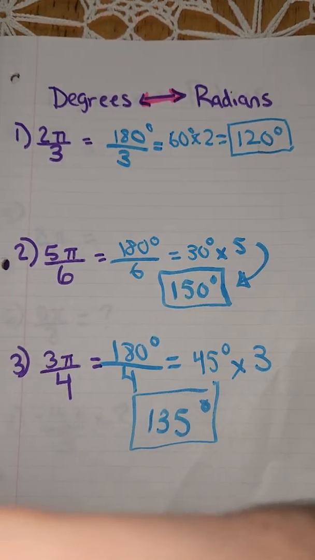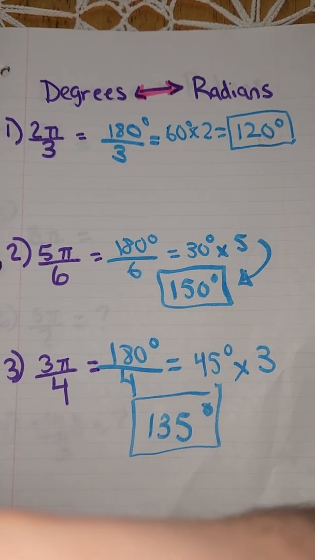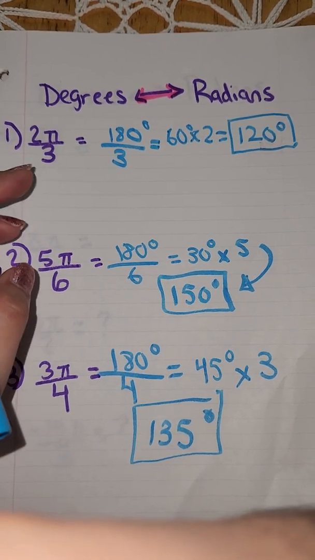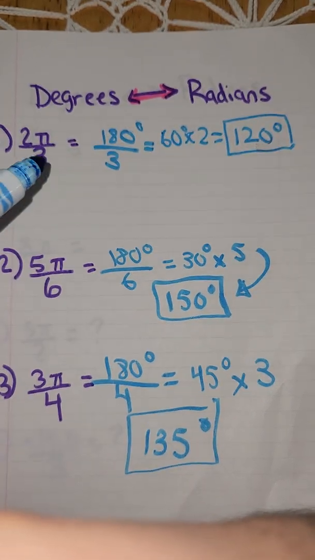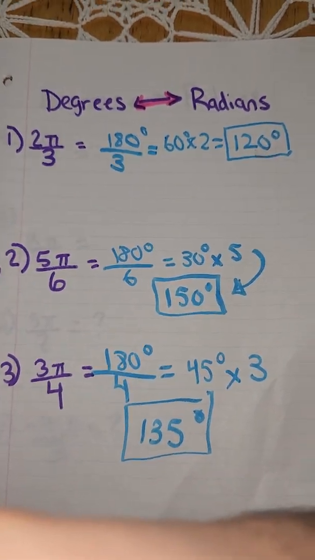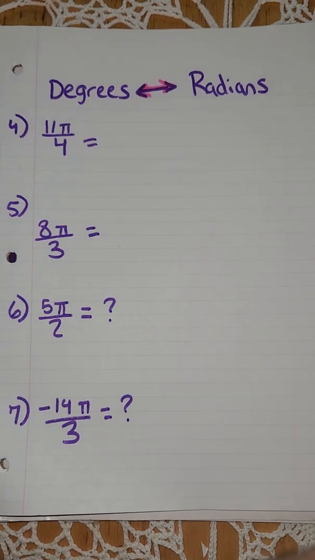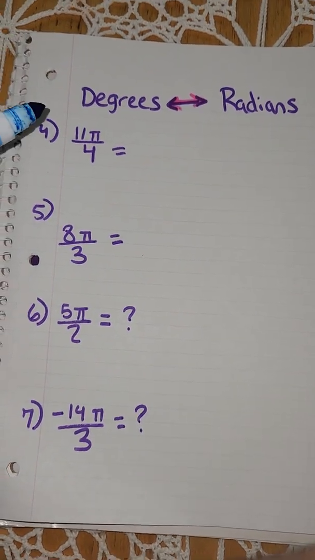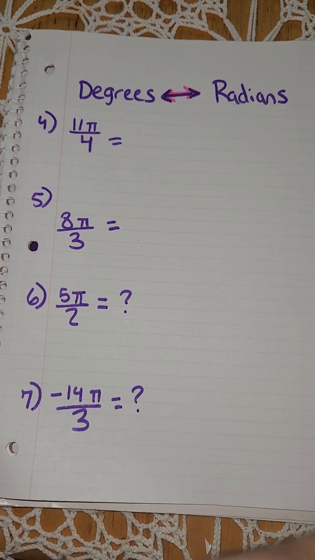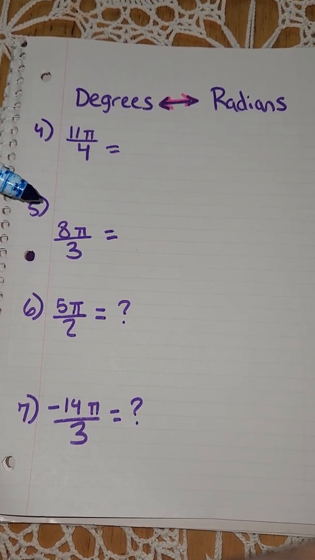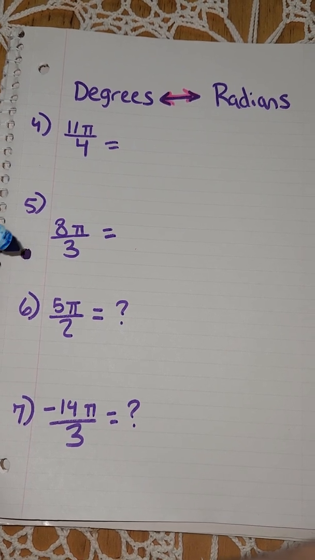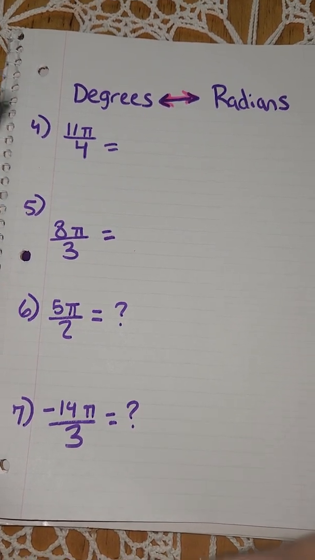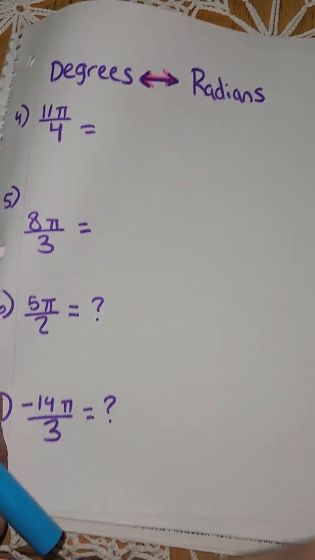Of course, you can look at the unit circle for the answers, but I'm teaching you guys how to solve it by hand. Degrees to radians and radians back to degrees. Now let's move on to the next problems. Can you solve these problems on your own? I'll work 4 and 5 for you, and I'll give you a couple of minutes to work on numbers 6 and 7 by yourself.